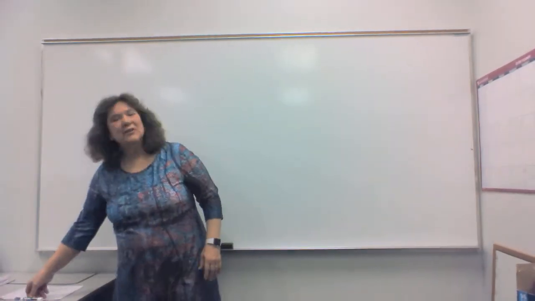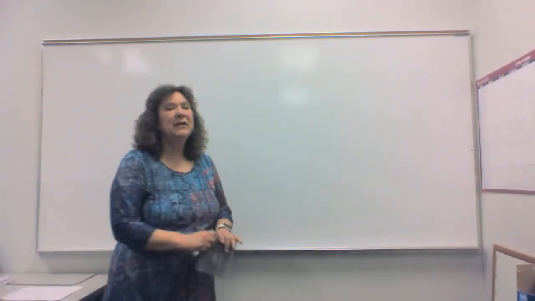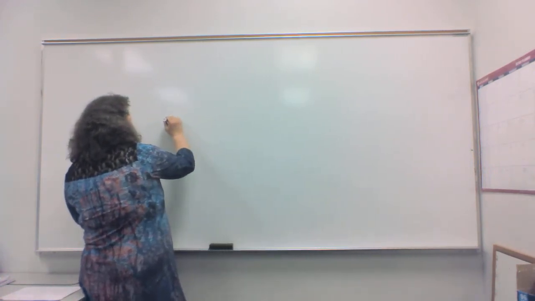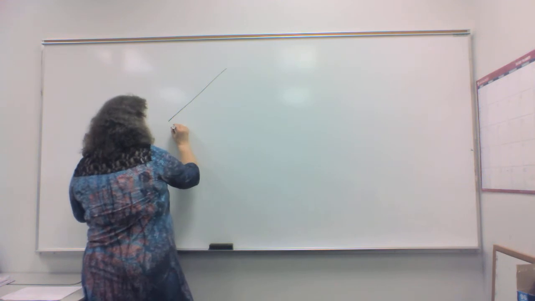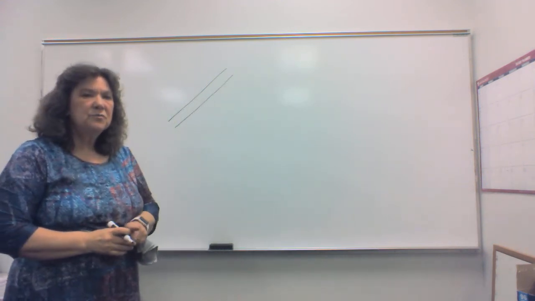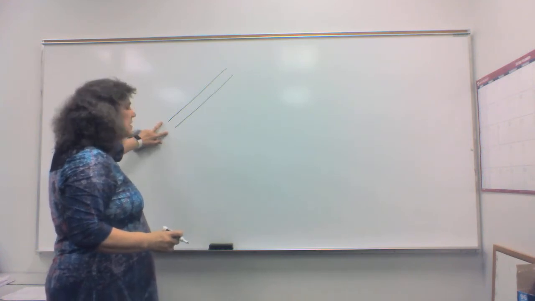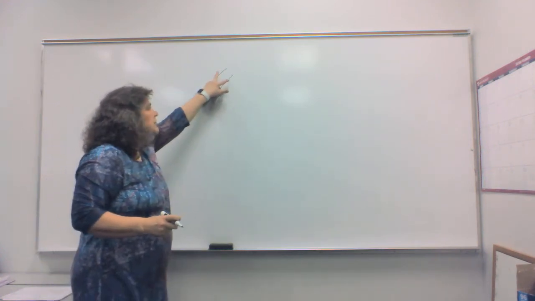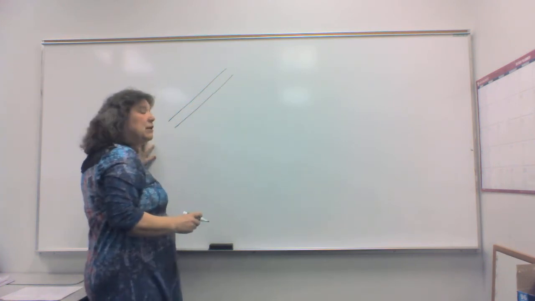Hey, now we're going to look at parallel and perpendicular lines. So what makes lines parallel? Well, parallel lines, I call them railroad tracks. And the reason I call them railroad tracks is because railroad tracks run parallel. The tracks never touch each other, and that makes them parallel lines.